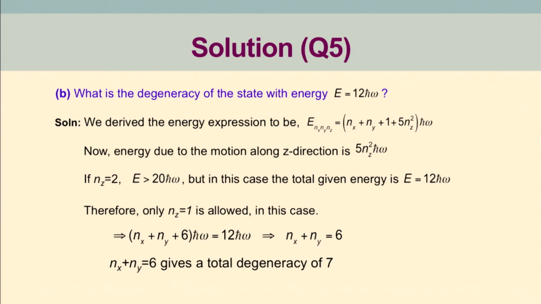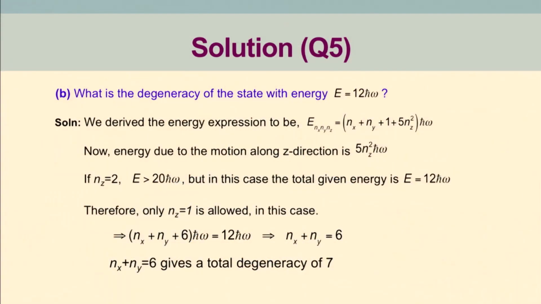because my total energy here is 12 h cross omega. This is just a quick discussion: the energy due to motion along the z direction, as you can see from this expression of E, is 5 nz squared h cross omega. Now, if I choose nz equal to 2, then the total energy will become greater than 20 h cross omega. However, the total energy given in the question is 12 h cross omega. So, nz should not be greater than 1.